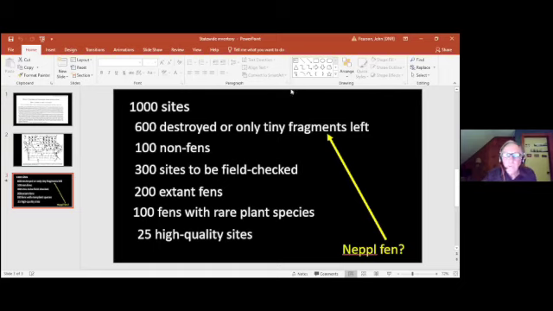So I'm going to jump out of this slideshow, if I can remember how to do that now. And start sharing my screen again. And this time I'm going to go to my Excel sheet.